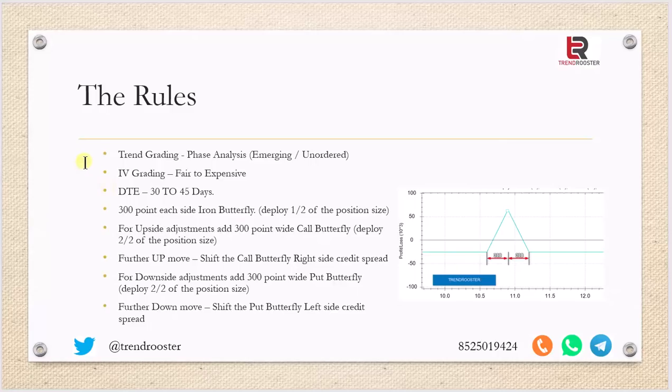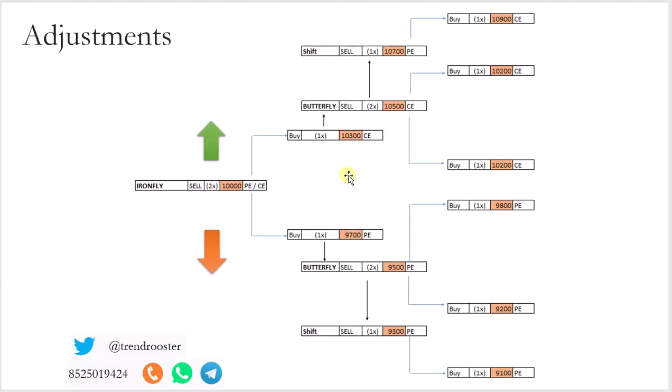So let's cover the rules again. Trend grading: before we begin, we grade the trend in Nifty. It's supposed to say emerging or unordered, and once it says unordered, we move to IV grading, which is supposed to say fair or expensive. Then we go to the monthly butterfly. We deploy the iron butterfly 300 points wide, and once we deploy, we just have to sit and wait. For any move above 200 points on upside or downside, we follow our decision tree model.